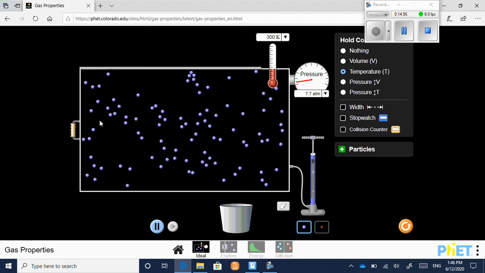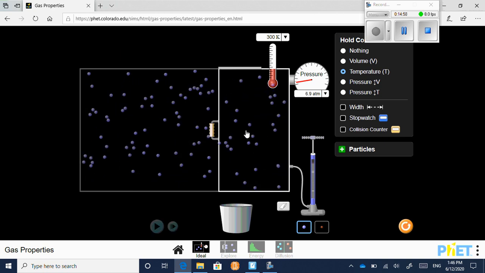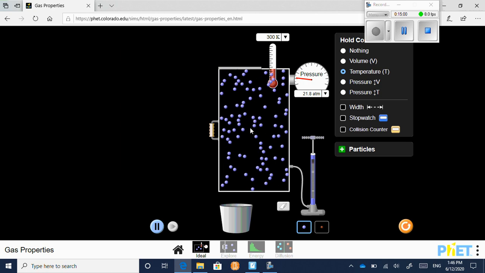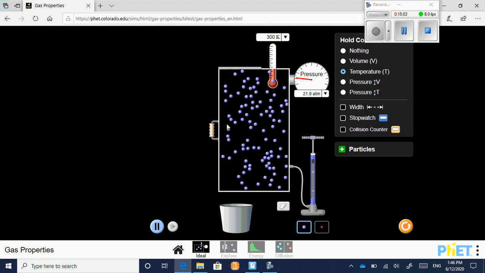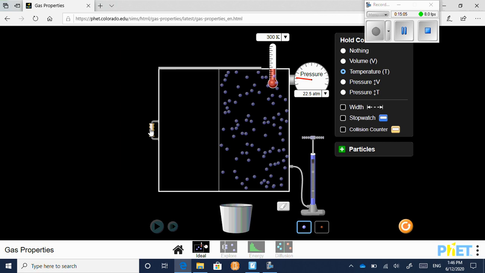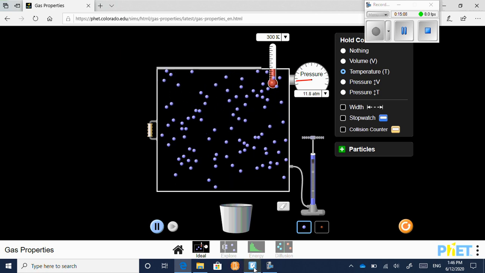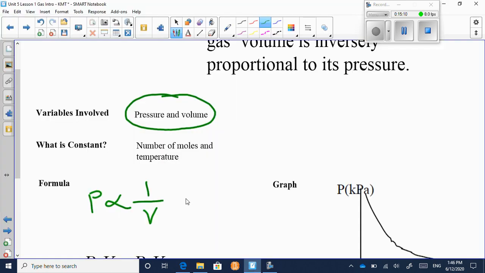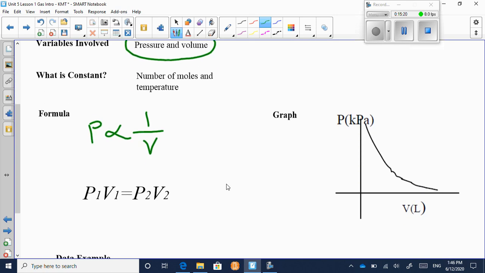Okay, so this is the relationship: as you reduce the volume, you increase the pressure, and vice versa. I just wanted to show you that's kind of Boyle's law. So pressure and volume are inversely proportional. As one goes up, the other one goes down. Now, we can graph pressure and volume, and the graph would look like this. It should be a very smooth curve, so just ignore those little bumps in it right there. That's a very smooth curve.